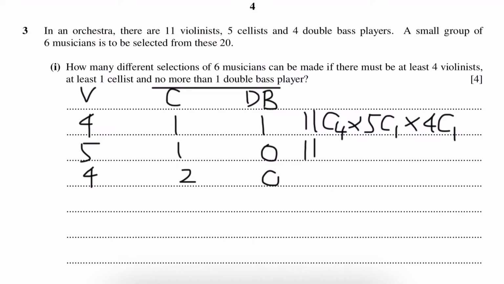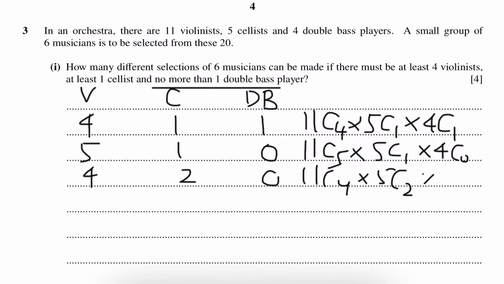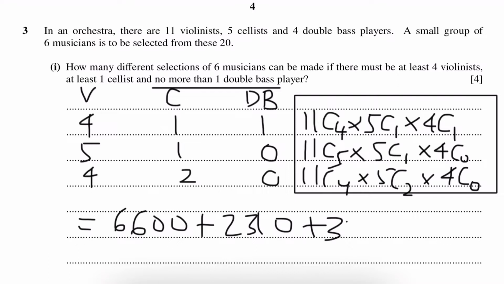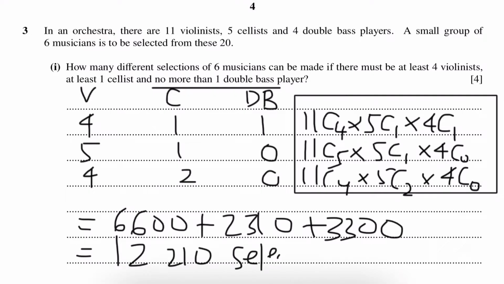So out of the 11, you have to choose 5. Out of the 5, you have to choose 1. And out of the 4, you choose 0. Out of the 11, you choose 4. Out of the 5, you choose 2. And out of the 4, you choose 0. You will add these together. So you will have 6600 plus 2310 plus 3300. This will be equal to 12210 selections.